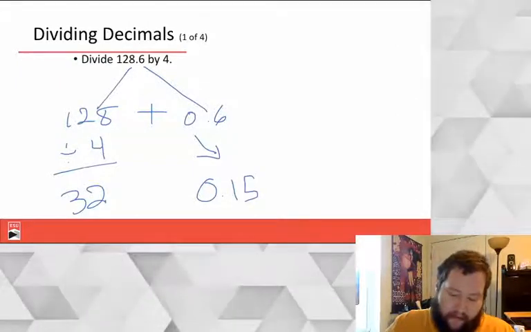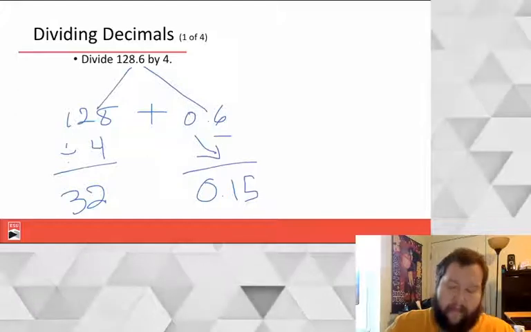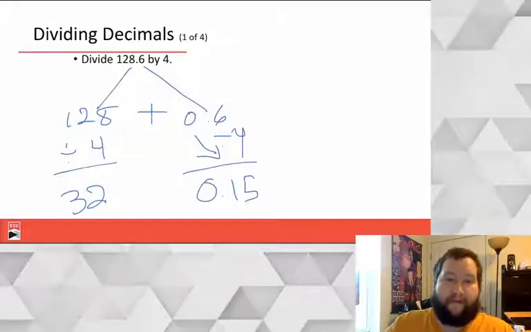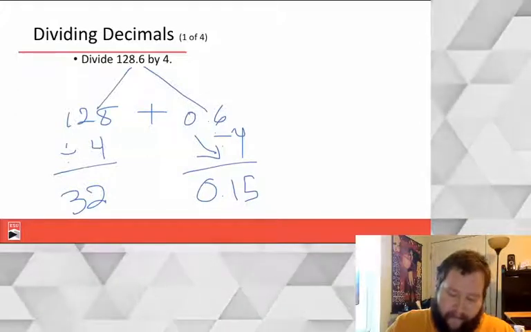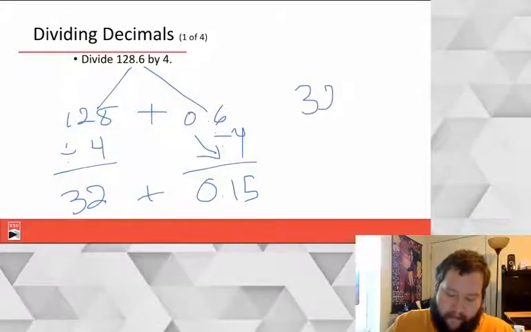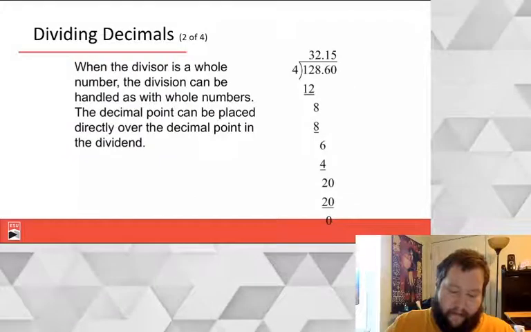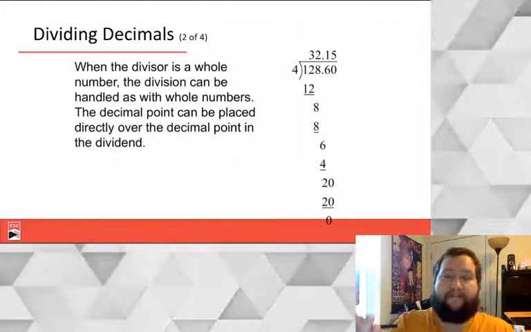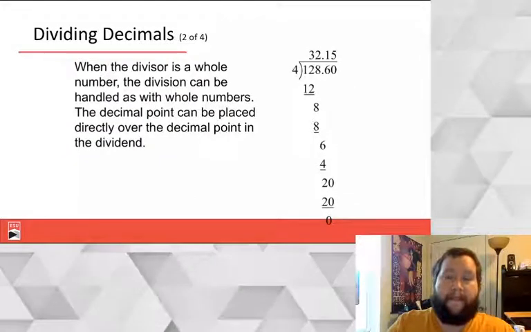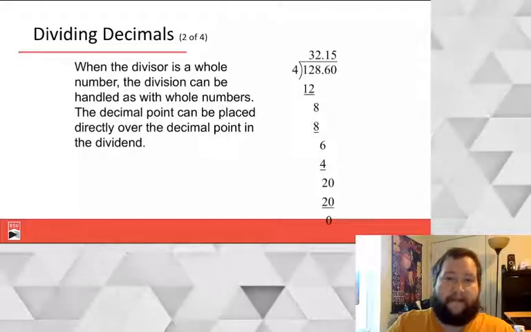0.15, 2 of those is 0.3, and 2 of those is 0.6. So my answer is 32.15. So that's one way we could do it. We can also do long division, and notice we'll get the same answer.